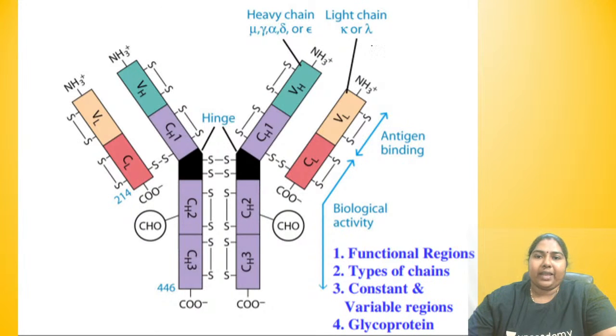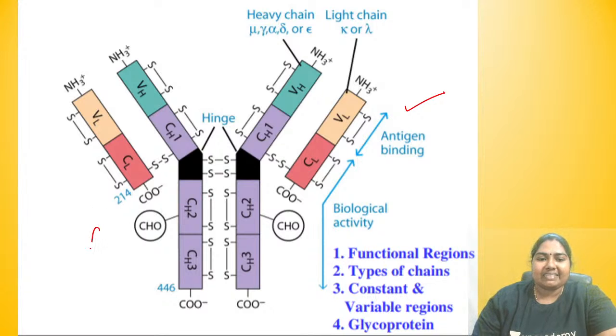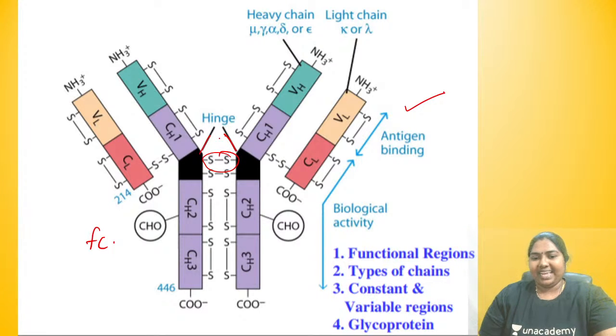Okay, so this is going to be the antigen binding domain. Next, this is going to give the constant region, which is called the FC region. These are the disulfide bonds that are formed, and then this is what is called the hinge region.